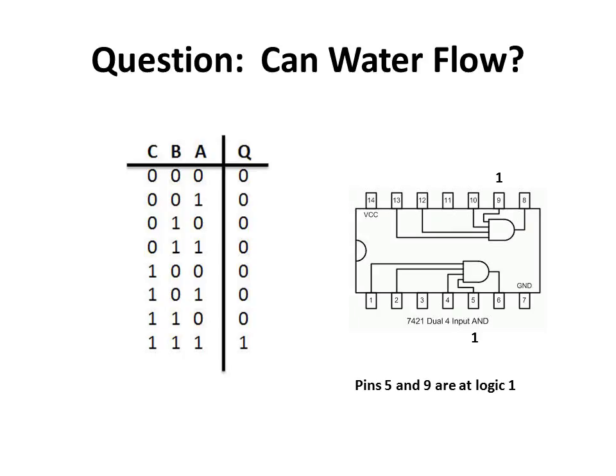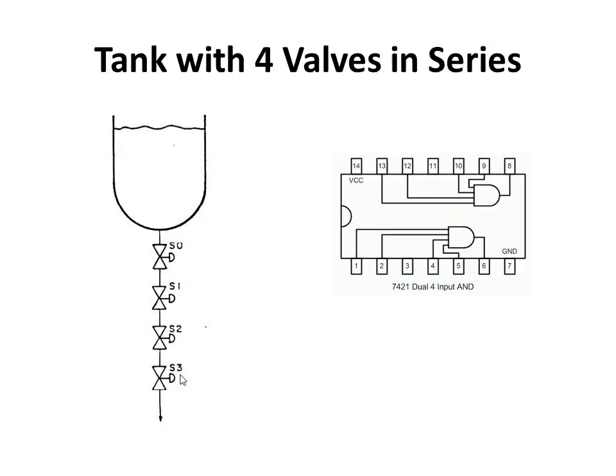Here's the truth table. Sort of interesting, very simple. Only if C, B, and A each are 1, then can Q, the liquid flow, actually flow. All other conditions, there is no flow. Well, how about 4 valves in series? Well, I can sell you a different chip, probably for 40 cents, and it has 2 4-input AND gates, which means you can ask 2 different questions, 2 different systems, and it'll cost you 20 cents a question.